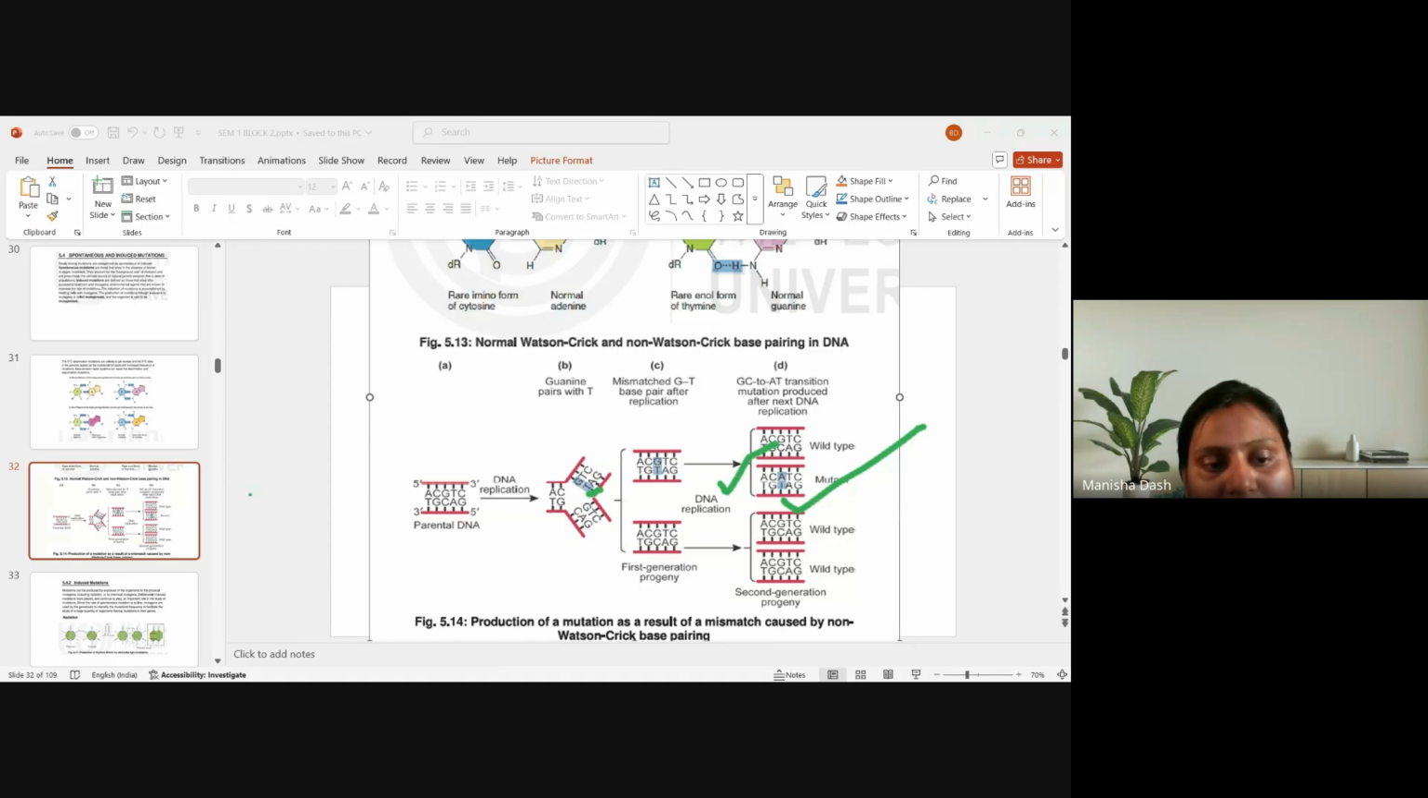At the third position, when you are actually expecting a G and C pair, here you will be getting an A and T pair. So this mutation is called spontaneous mutation. Okay. So this part, is it clear to all, or is anyone having any questions?